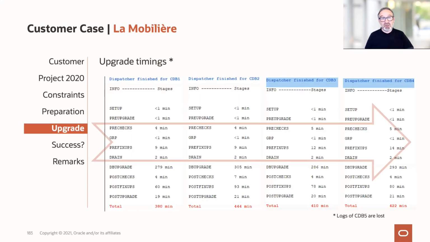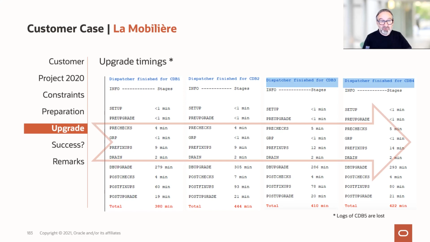And you see between 144 and 148 PDBs. And these are the logs from the upgrade timings of 4 of them. I don't want to hide the 5th one, but the logs got lost, so I can't show you that. And you see between 380 minutes and 444. So for each database, you get such a summary when you use AutoUpgrade: the setup, pre-upgrade, and so on.